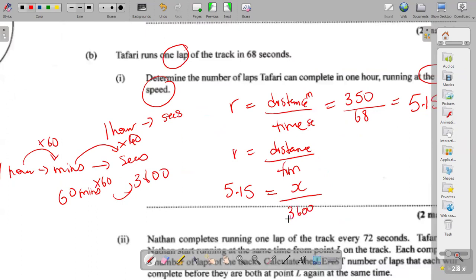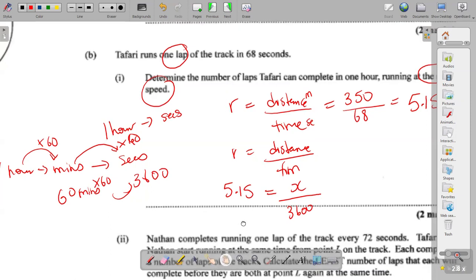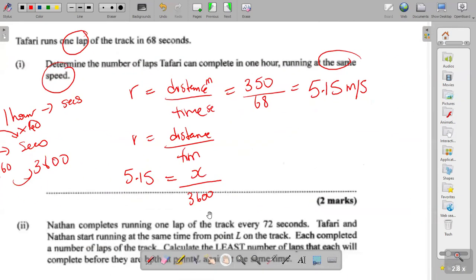And please know they're always going to do that, because they expect you to know how to convert one unit of measurement into another. It could be centimeters cubed to liters, or one time unit into another, or one distance unit into another. So what do I do from here now? Do I multiply or do I switch? Excellent. Because we want to get rid of dividing by 3600, we multiply by 3600. Whatever we do on one side, we do on the other side.